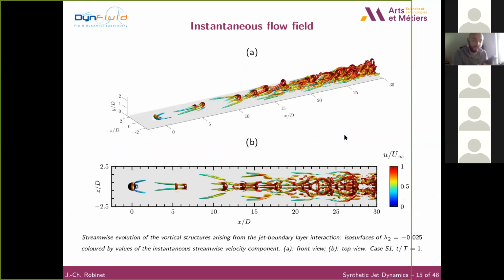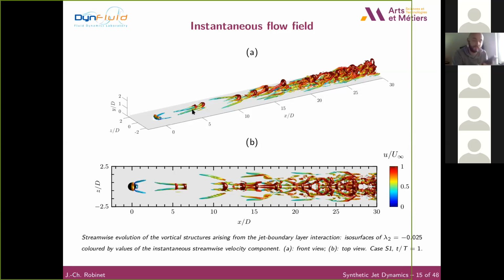Okay, now I want to describe the dynamics for this case. I plot the streamwise evolution of the vortical structures by isosurface of lambda 2. In the wake, we can see some hairpin evolution. In the near field, the jet rapidly creates hairpin vortices. After that, the hairpins grow rapidly and become turbulent. As you can see, it's not exactly turbulence in this case, but the complexity of the flow increases largely.